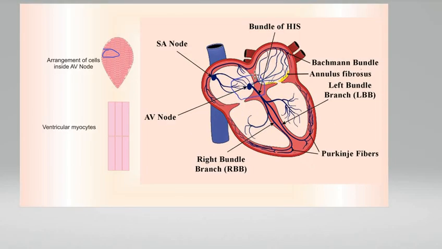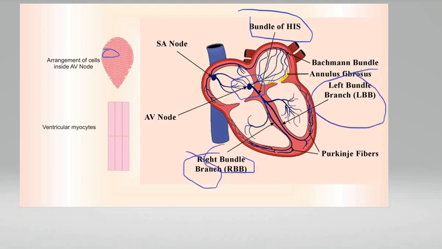Electrical impulses from the AV node to the lower part of the heart are carried by the bundle of His, and this bundle of His is further divided into two parts, the right bundle branch and the left bundle branch. Later on, these bundle branches convert into Purkinje fibers.